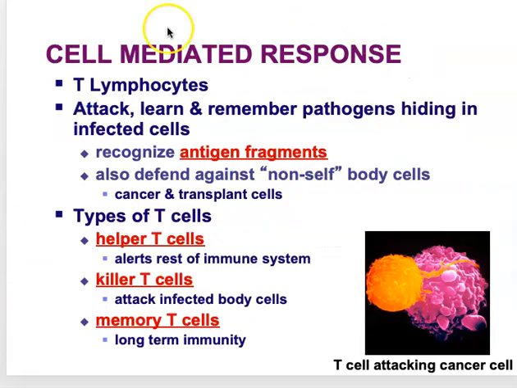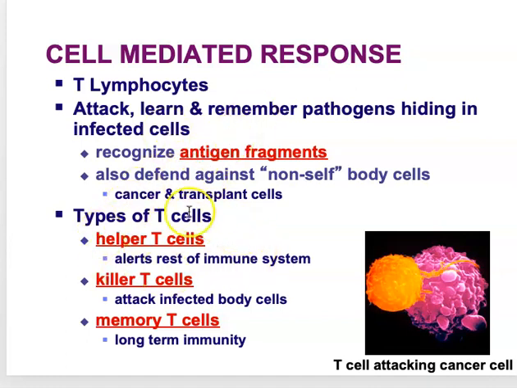Okay. The T lymphocytes are very similar. They also produce an immune system response, but they do not produce antibodies. What they do is recognize that there's an antigen, that there's a foreign organism, and they try to defend your body by killing the cells that have already been infected by that organism.